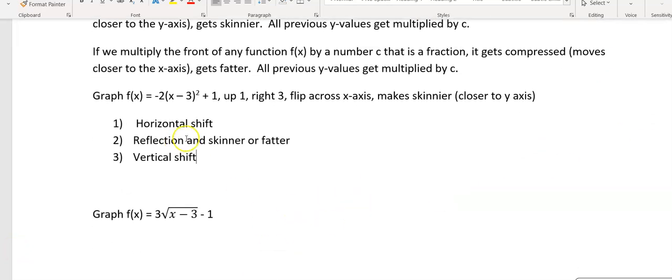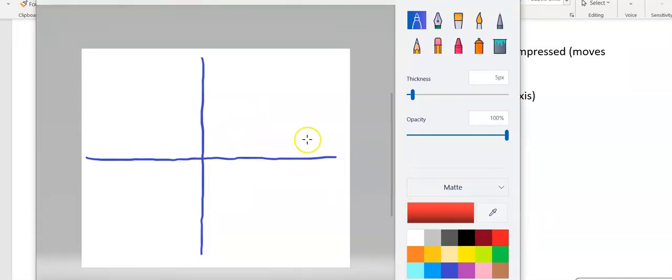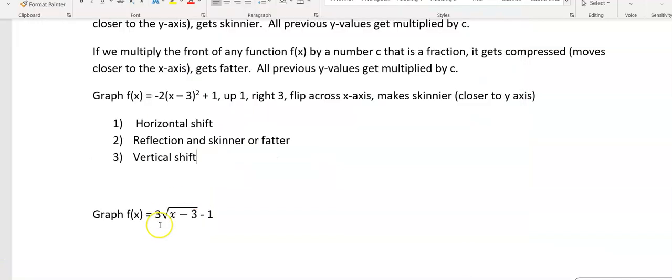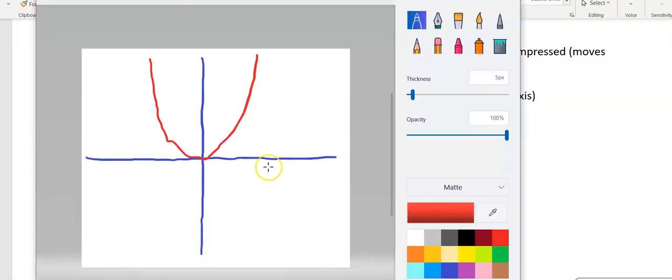I've opened up some Paint here because for some reason this won't allow me to draw in Word. The first thing we're going to do is our horizontal shift, which is right three. So we're going to draw a regular parabola, and I'll use multiple colors here. My regular x squared, and I know this isn't going to be perfect, looks something like that. We're going to shift it right three: one, two, three, which means this vertex right here at 0, 0 is going to move over here. I'll change to another color for my new picture. This is not a very perfect drawing, but there's my new one, the purple one.